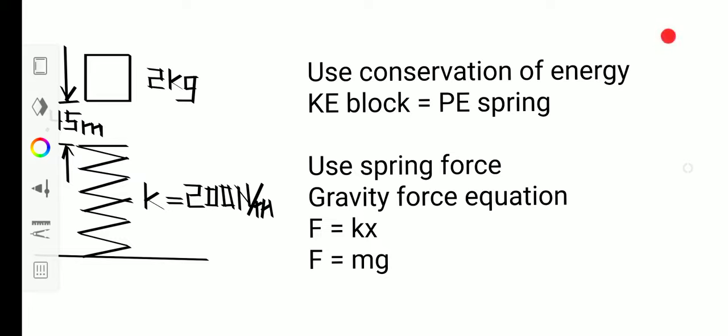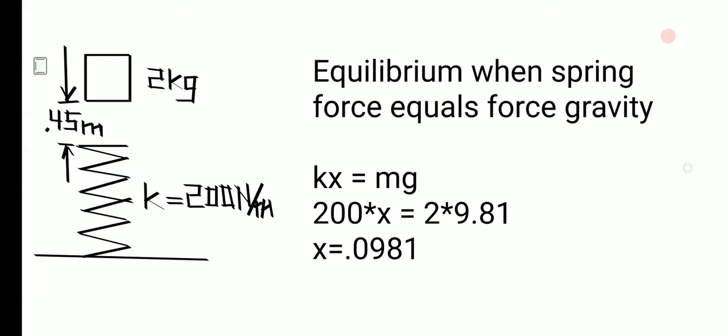And then we're going to use the spring force, F equals kx, and the gravity force or weight equation, m times g. It's going to be at equilibrium when the spring force equals the force of gravity. So you set the equations up: kx equals mg. We know k is 200, so it's 200 times x. We know m is 2 kilograms. We know g is 9.81 meters per second squared. We work that all out and do the algebra. Solve for x equals 0.0981.